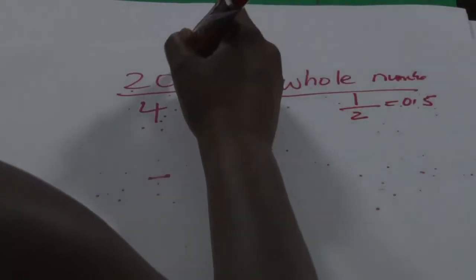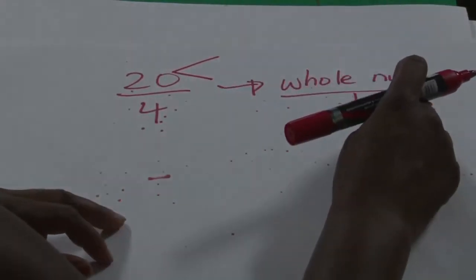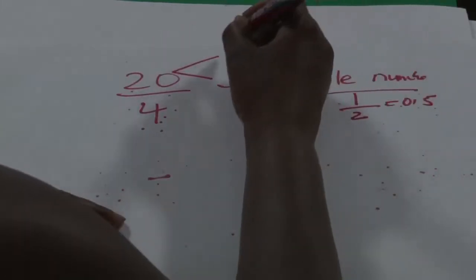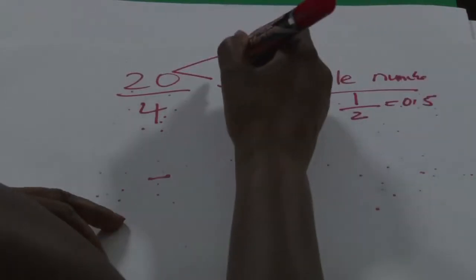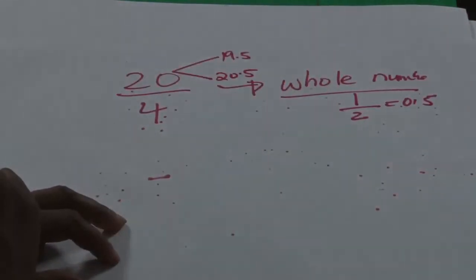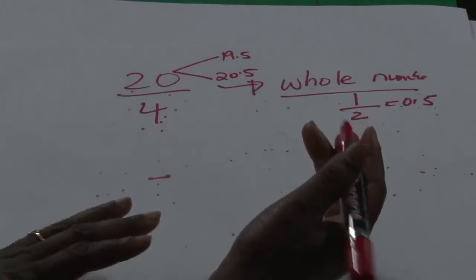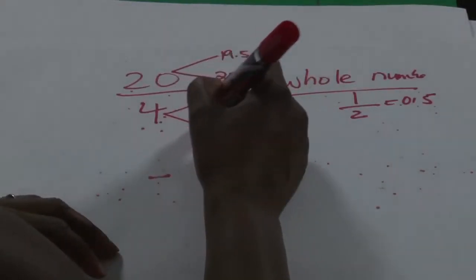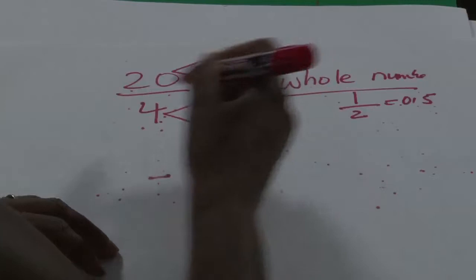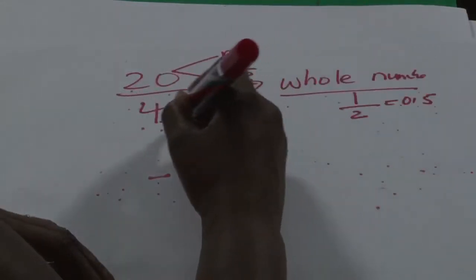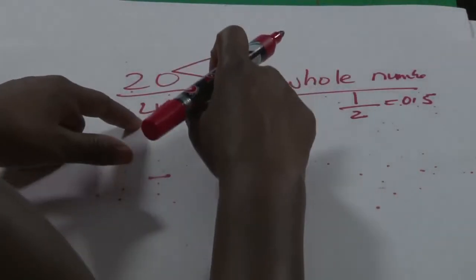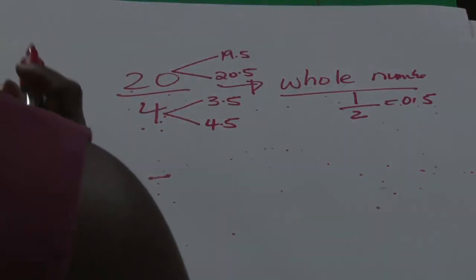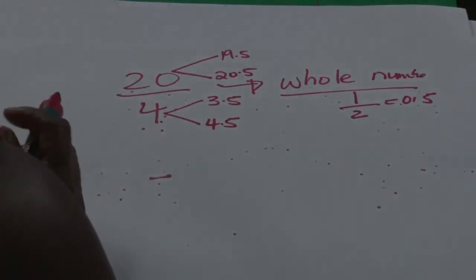To get the lower bound of 20, you know we have to minus. 20 minus 0.5 will give us 19.5. And then 20 plus 0.5 gives us 20.5. That is the lower and upper bounds. And 4 minus 0.5 will give us 3.5, and 4 plus 0.5 will give us 4.5. Now, you don't just work with these numbers. You have to find the upper and the lower bound of each number first before you answer the question.